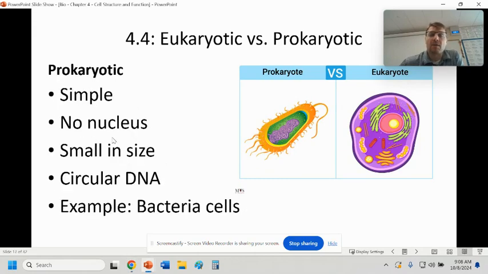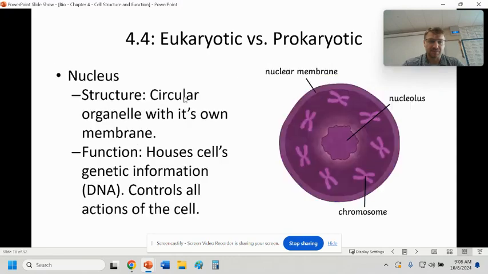Prokaryotic cells are much more simple. They're not as complex. There's no nucleus. They have circular DNA. An example of prokaryotic cells are bacterial cells. So these are much simpler types of cells compared to our eukaryotic cells. Now, we do have prokaryotic cells in us, but we're not made of prokaryotic cells. Whenever I think of prokaryotic cells, I think pro is no, and they don't have a nucleus.